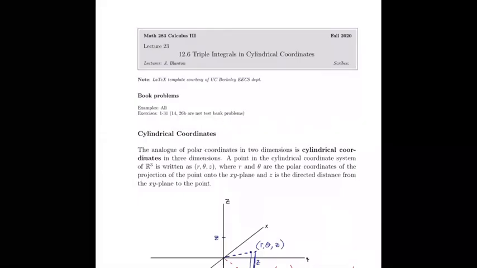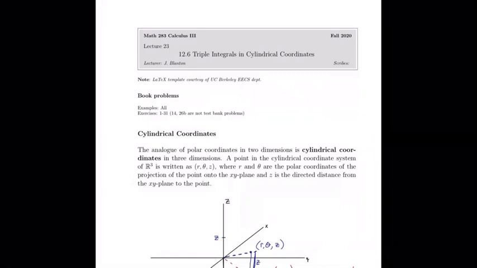Section 12.6 is triple integrals and cylindrical coordinates. This is more or less an extension of integrals in polar coordinates. We're just adding the z-axis now. So we'll look at cylindrical coordinates as a point r, theta, z, where r and theta are exactly the same polar coordinates in the xy plane that they have been in the past when we deal with polar coordinates. And z is simply equal to z.